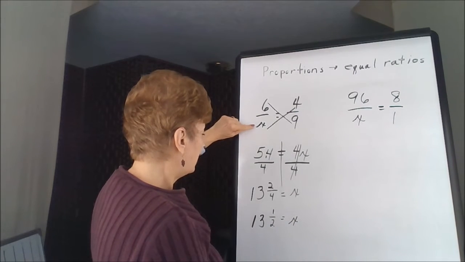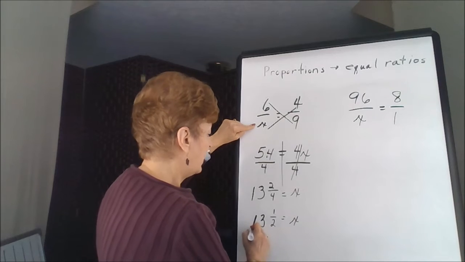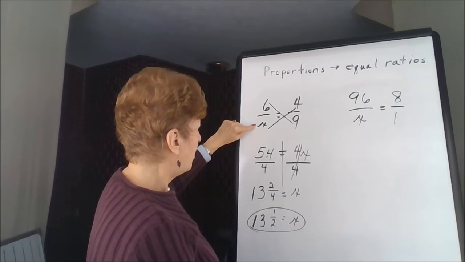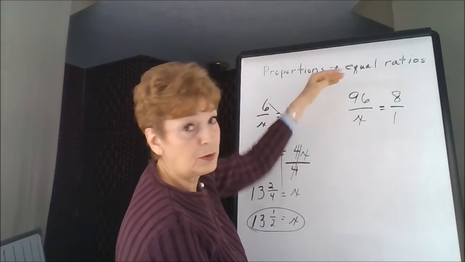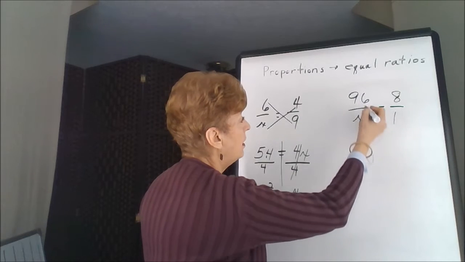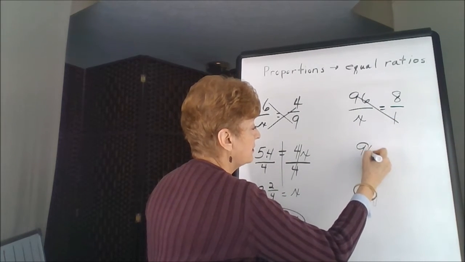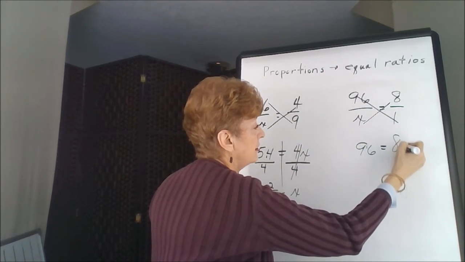So in this position right here, 13.5 would go because we solved for the x. And that's what makes this proportion a proportion, because we have equal ratios. 96 times 1 is 96 equals 8x.